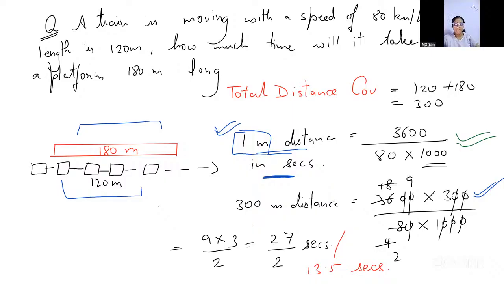Okay, ma'am. So basically you were doing the conversion. Because it was 300, you have to convert it to meter per second. You put 3600 in 300 and then divide it by speed into 1000. Understood? Yes. Okay, ma'am. Thank you.